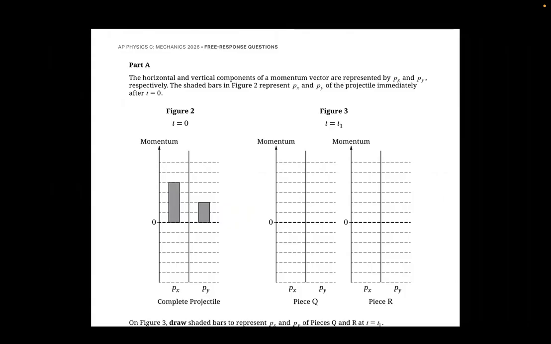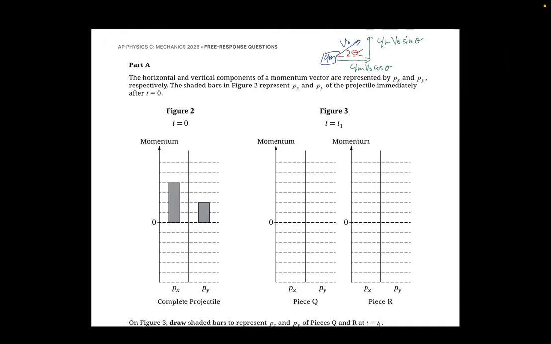The horizontal and vertical components of a momentum vector are represented by px and py respectively. The shaded bars represent the components of the momentum immediately after t equals 0. Okay, so if we think about at time t equals 0, we had a mass of 4m going with speed v naught at an angle theta, which means we had a component going to the right, that is 4m v naught cosine theta, and then a component going up, that is 4m v naught sine theta. And so those are probably those two bars, the x and the y components.